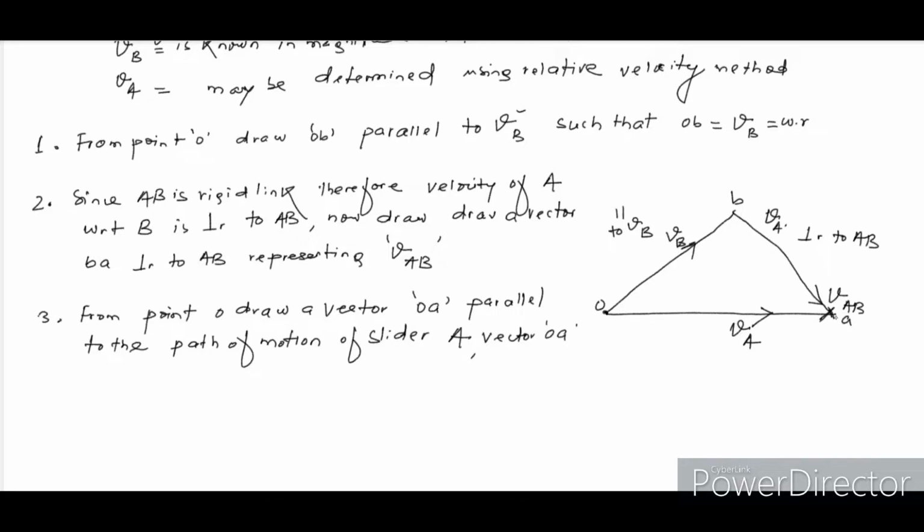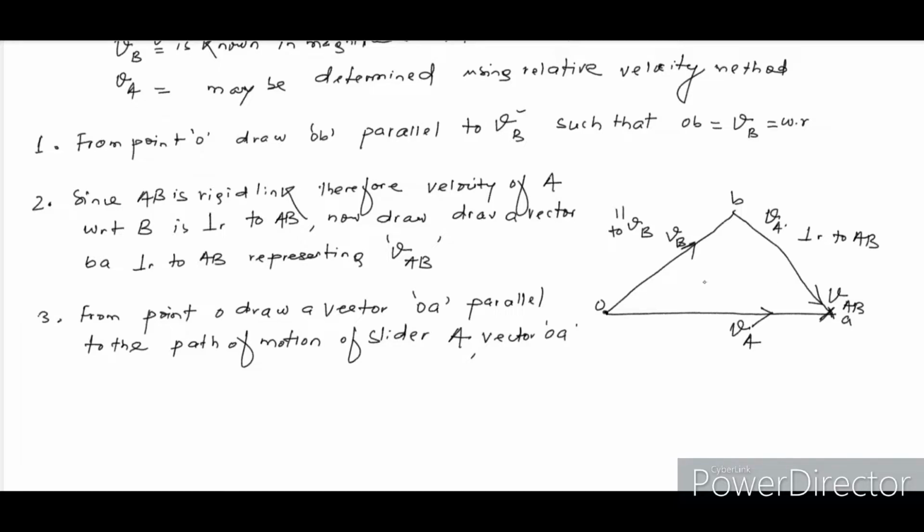So both the lines will intersect at point A. Then only you can locate point A. Now, out of this triangle OAB, only we know the magnitude OB. So the other two you measure as per your scale.